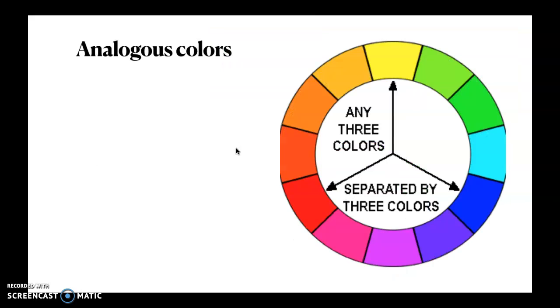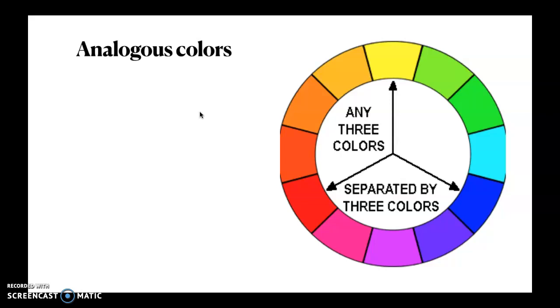Alright, next we have the analogous colors. They are a group of three colors that are next to each other on the color wheel, and a tertiary, like red, orange, and red-orange are examples. The term analogous refers to having an analogy or correspondence to something in particular. So basically, any three colors that are next to each other on the color wheel is what you would use to create a picture or something like that.